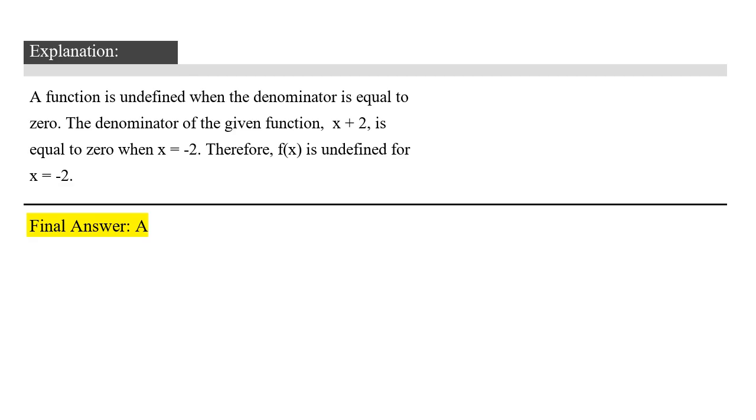A function is undefined when the denominator is equal to 0. The denominator of the given function, x + 2, is equal to 0 when x = −2. Therefore, f(x) is undefined for x = −2.